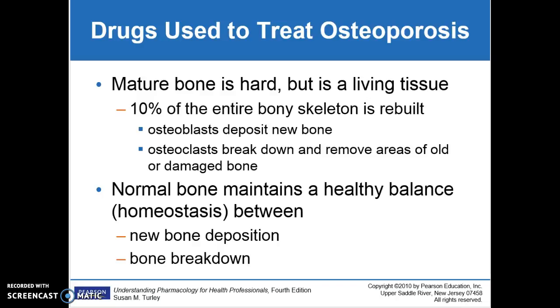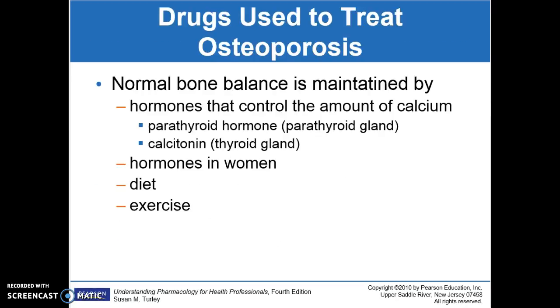Osteoporosis is all about the actual bones deteriorating. So when we're looking at maintaining healthy bones, that's what we're talking about. When we're talking about drugs used to treat osteoporosis, we are looking at maintaining that healthy bone. These are some of the things that we do normally to maintain healthy bone: controlling the amount of calcium that's in the body, hormonal balance, diet, and exercise.